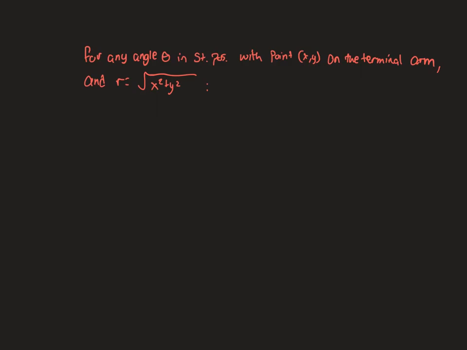Okay, so let's just do a quick summarization of what we learned up until this point. Basically, for any angle theta in standard position with point x, y on the terminal arm, and r is equal to the square root of x squared plus y squared, if I want to find out what my primary trig ratios are, I know that sine of theta should be y over r, cosine of theta should be x over r, and tan of theta should be y over x. Okay, that works every time.